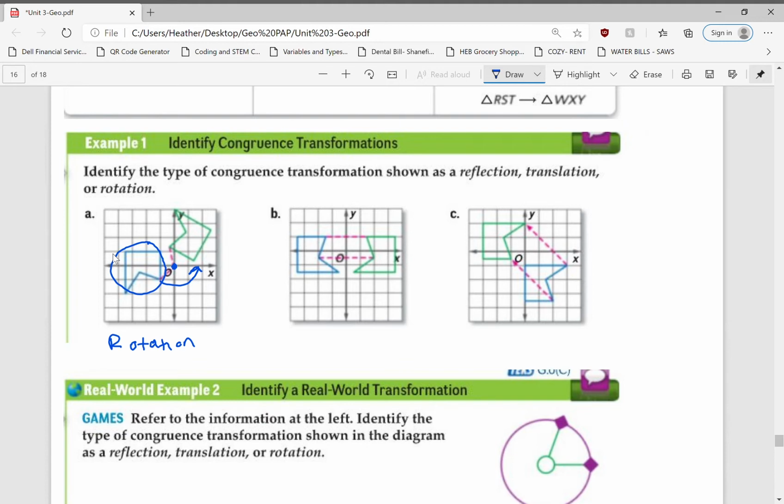Okay, let's look at B. Here's our original one. Notice the direction of that blue polygon, and then notice the direction of the green one. They are now going in opposite directions. So that means they had to flip across this axis. And remember, if something flips, we call that a reflection.